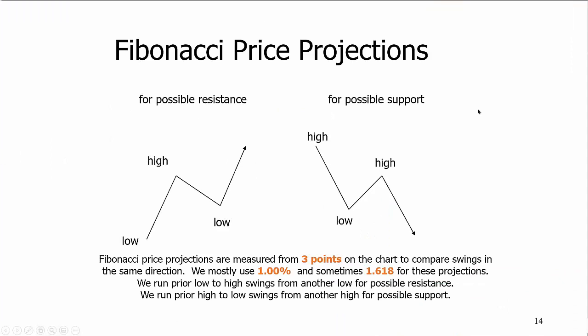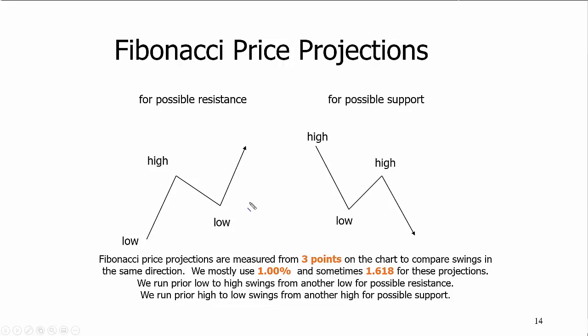And then the third type of price relationships that I look at, I like to call them Fibonacci price projections. Now, the problem with this is that some of the other software vendors call them extensions. It doesn't matter what they call them. All that matters is that if you are going to run this type of support or resistance, you use a tool that allows you to choose 3 points on the chart.